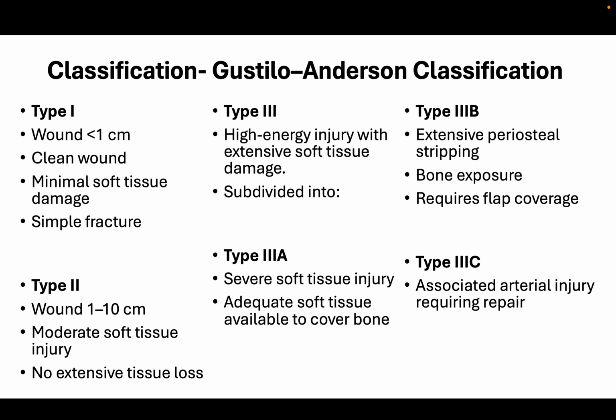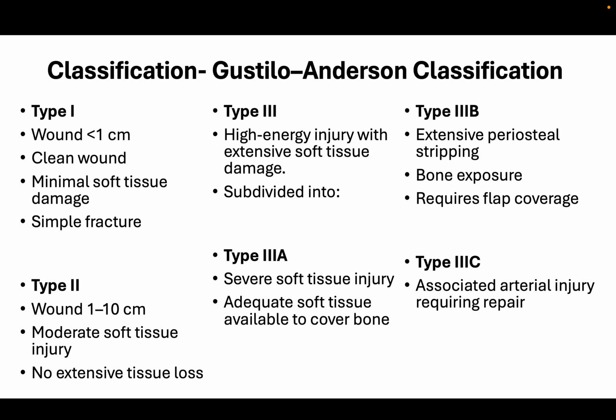Then you classify the open fracture based on the Gustilo-Anderson classification. In type 1, the wound is less than 1 centimeter, clean wound, minimal soft tissue damage, and it's a simple fracture. Type 2, wound is 1 to 10 centimeter, moderate soft tissue injury, no extensive tissue loss. Type 3 is a high energy injury with extensive soft tissue damage, divided into 3 subtypes.